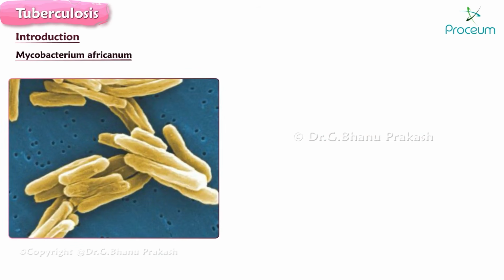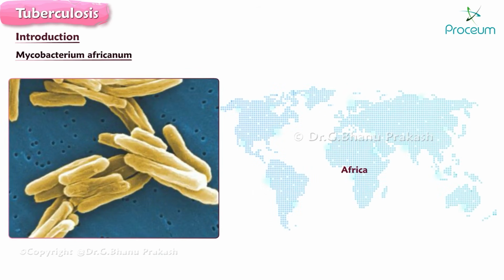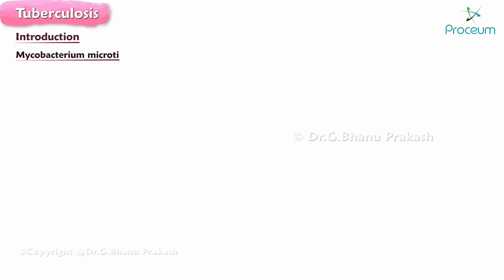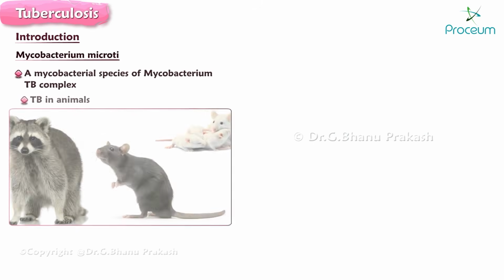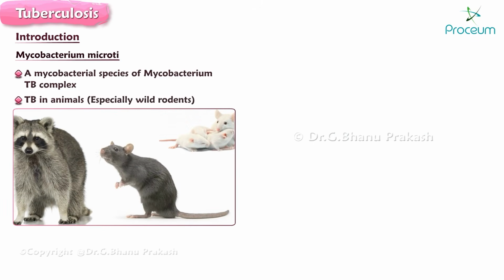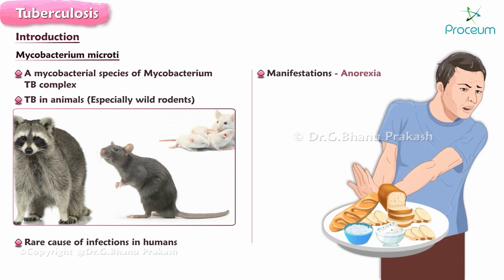Mycobacterium africanum. It's a common cause of tuberculosis in West, Central, and East Africa. Mycobacterium microti. A mycobacterial species of the Mycobacterium tuberculosis complex that can cause tuberculosis in animals, especially wild rodents. It's a rare cause of infections in humans. Manifestations include anorexia and malaise.